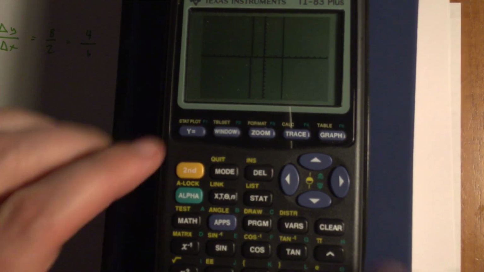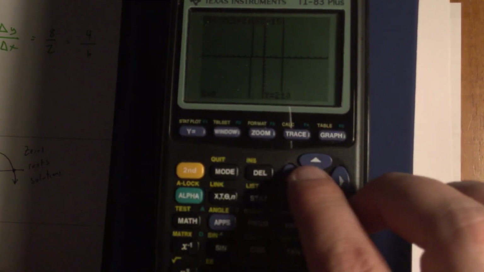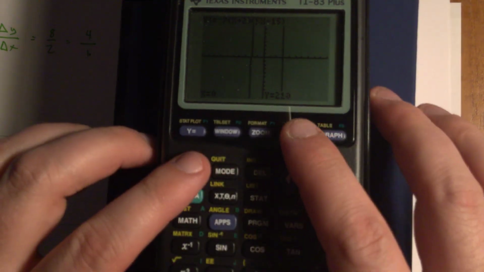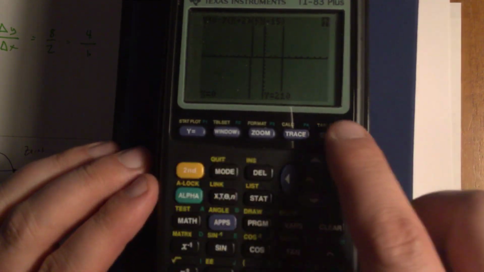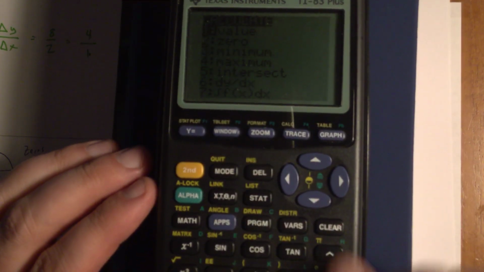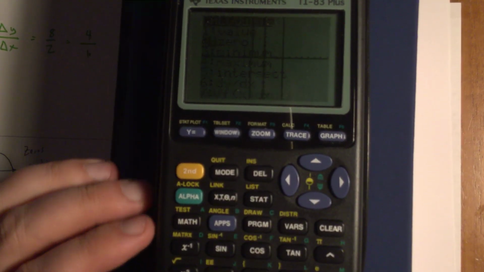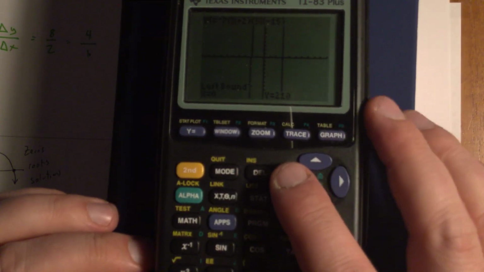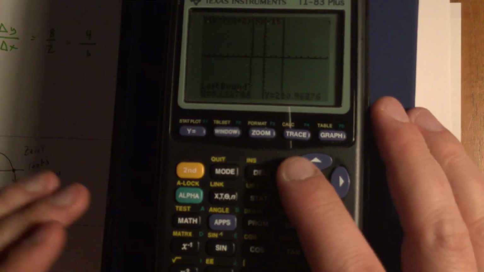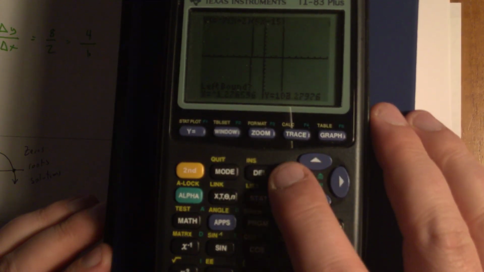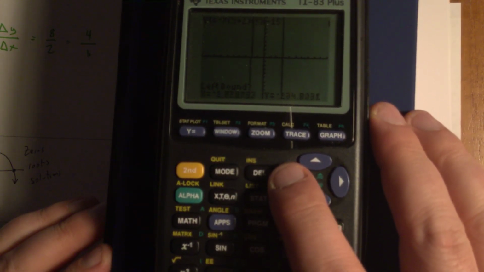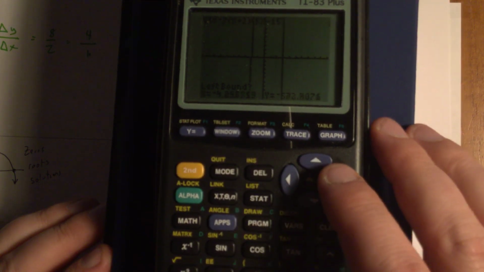Okay, so I can trace it and let's try to find a zero. I can hit second and then the trace button, and I'm going to go to zero. And it says left bound. So left bound means I have this cursor. Where's my cursor at? Where'd you go, cursor? Oops.